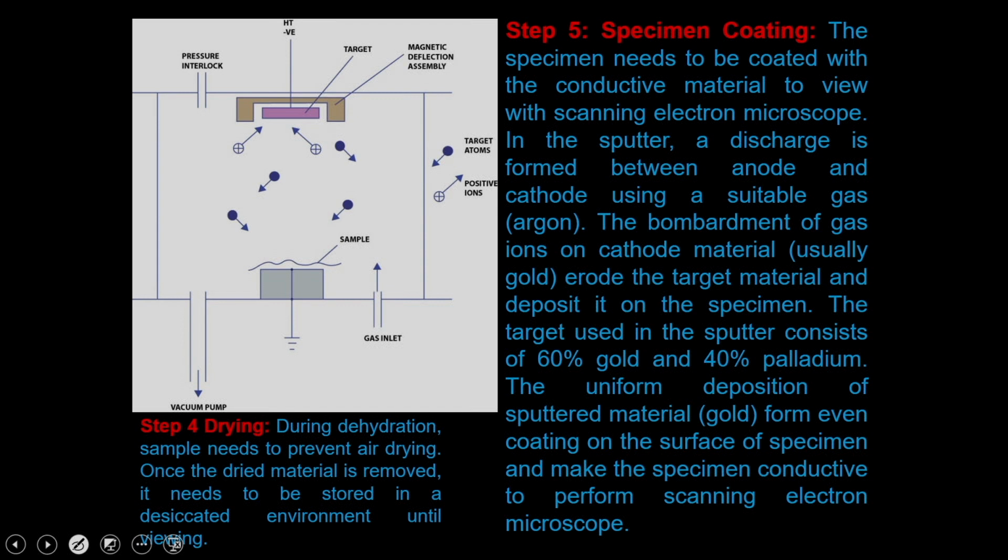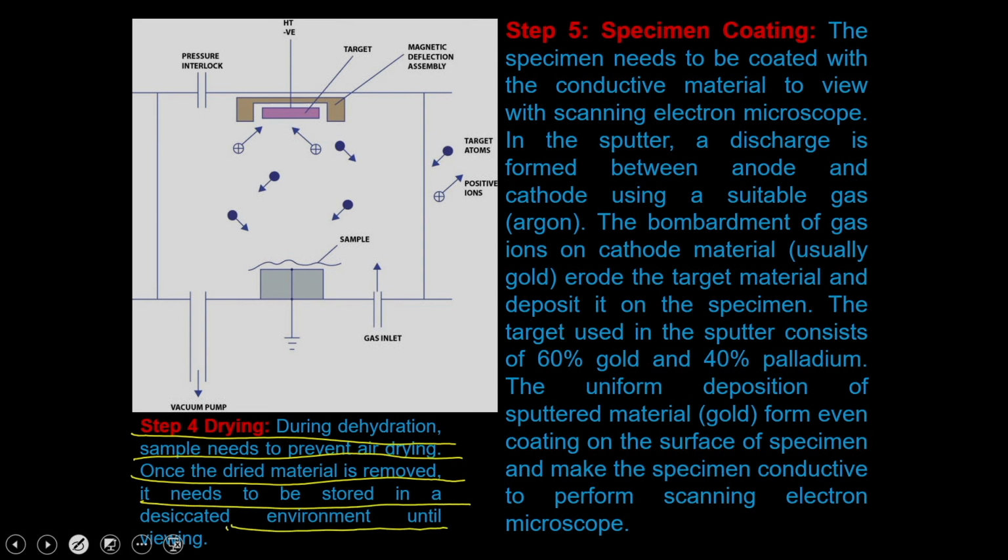After that you have to do a drying step. So, in step 5 you have to do drying. During dehydration, the sample needs to be prevented from air drying. Once the dried sample is removed, it needs to be stored in a desiccated environment until viewing.